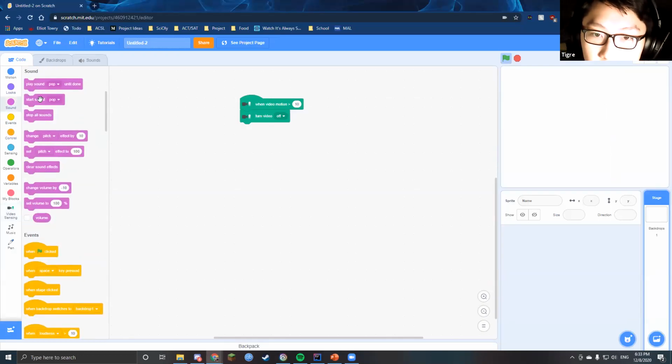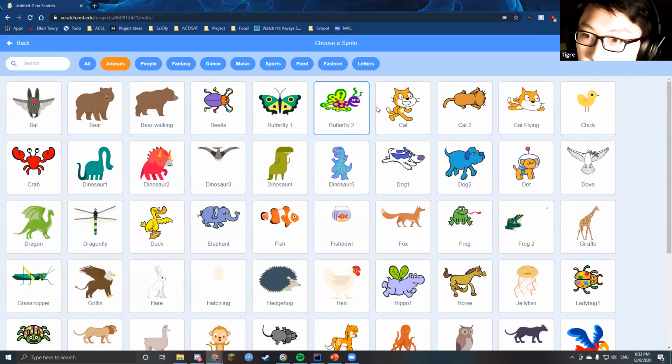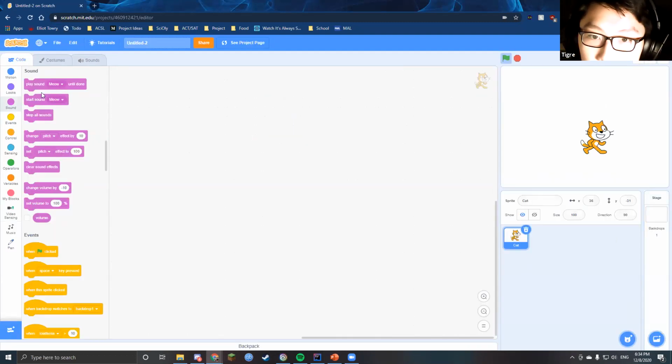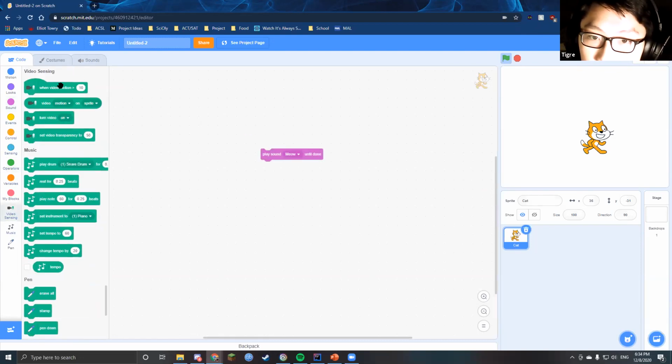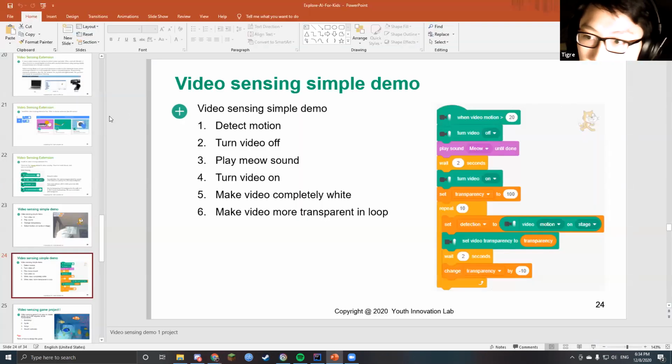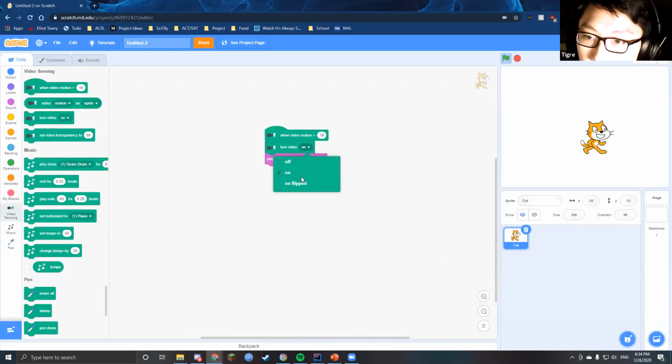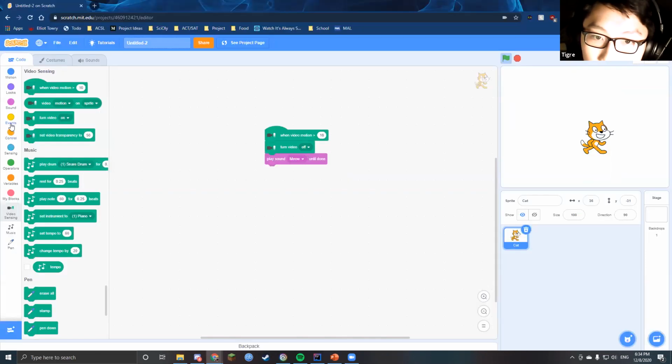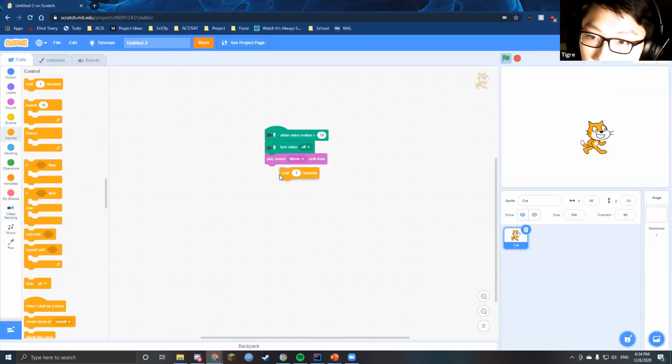Play sound meow, which I'm pretty sure is a default sound that we have, or not. Oh, might be a sound of the Scratch Cat sprite. Yeah, play sound meow. Okay. Turn the video off, and then wait a couple of seconds. And then afterwards, you have to try to stay as still as possible.